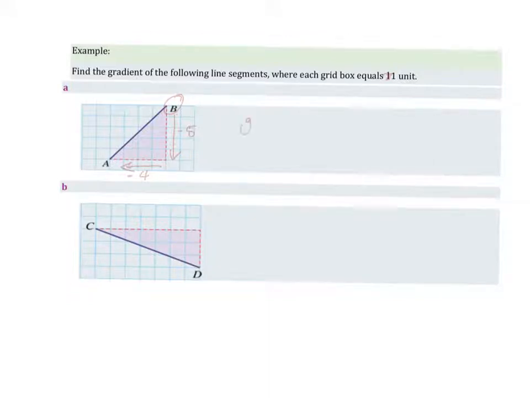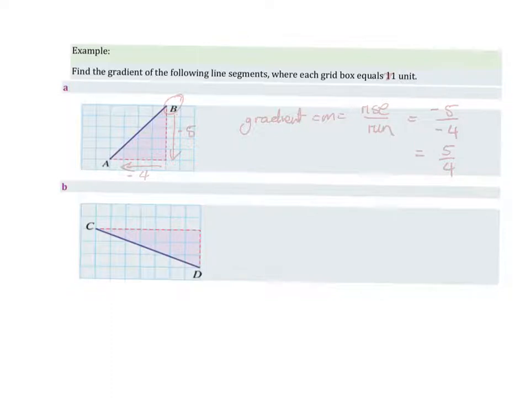So the negative means going down and back. So our gradient here, or M, is equal to, well, it's rise over run. In this case, our rise is negative 5. Our run is negative 4. Negative and a negative make a positive. So it is 5 over 4. What about the next one?